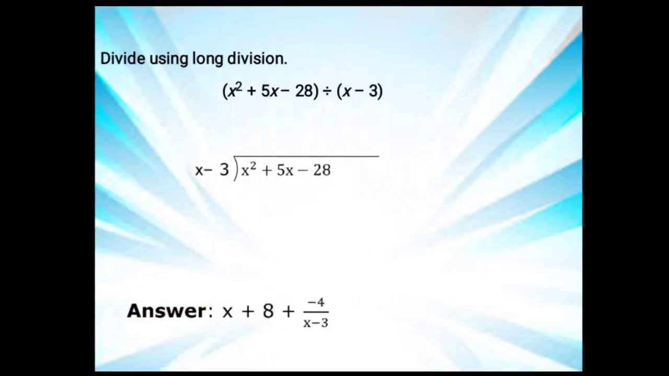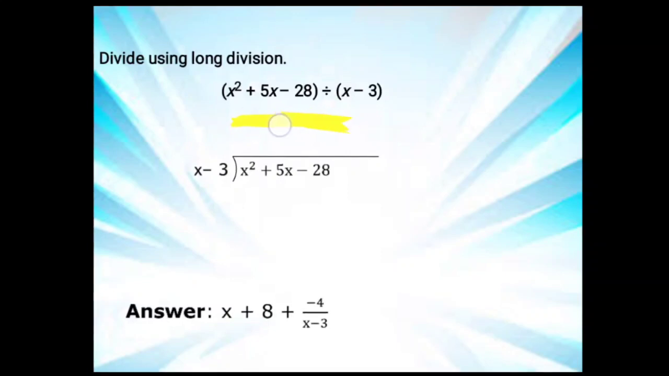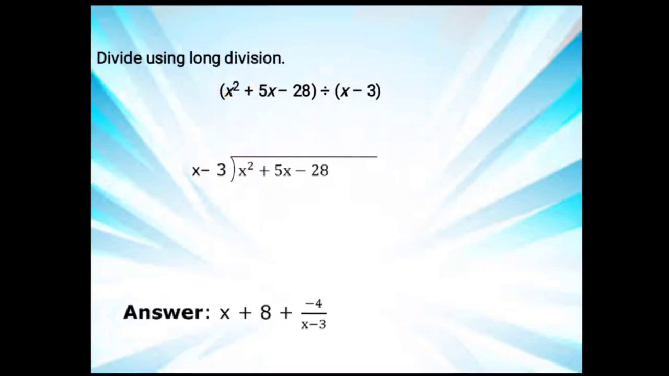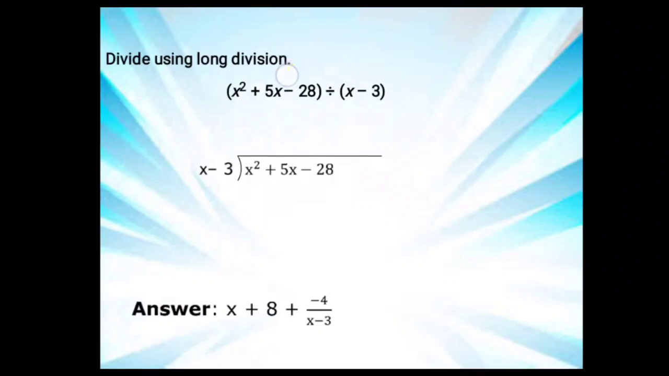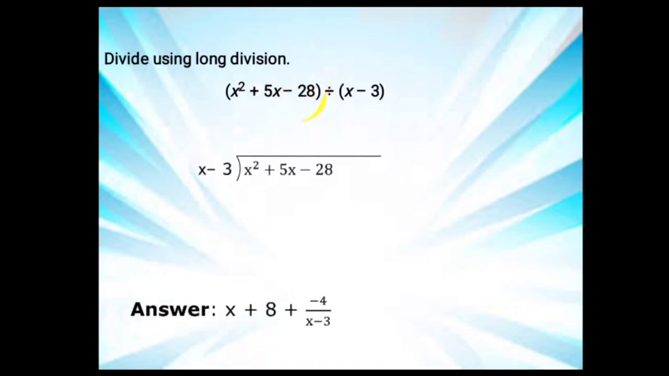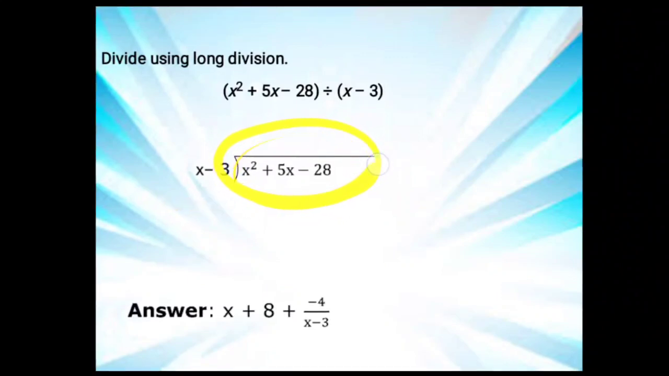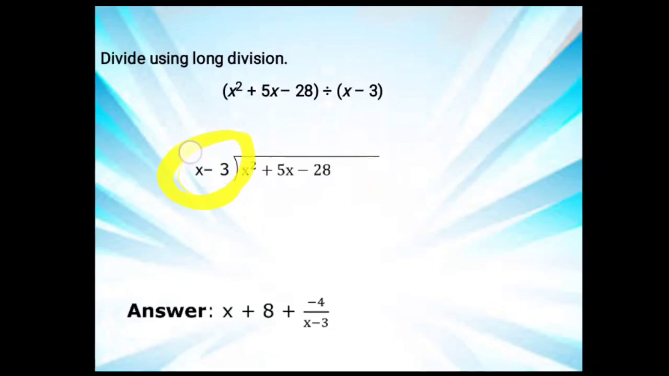Another example, x squared plus 5x minus 28 divided by x minus 3. So we have to identify if they are properly arranged. The exponent of this is 2. The exponent of this x is 1. Then after that, constant. Therefore, they are properly arranged. Then we will proceed to the solution. We have x squared plus 5x minus 28 divided by x minus 3.